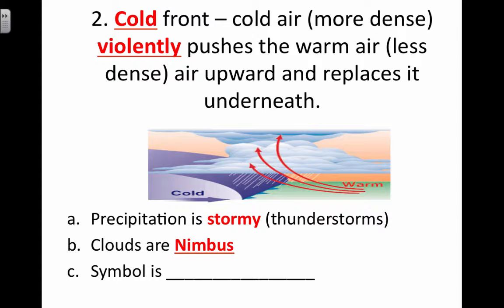A cold front is opposite. A cold front, the cold air moves in and it's very much more dense. It's going to shove that warm air up and out of the way, and it's going to make violent storms. Okay? It's going to be very stormy, very thunderstormy. All that warm air is going to have to go up very quickly. Clouds are going to be nimbus filled with rain. And again, we'll go over that symbol when we talk about it together.